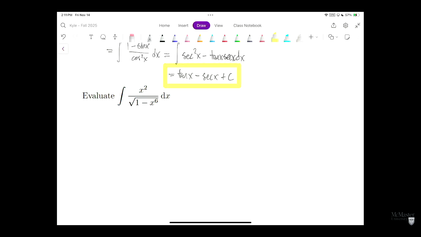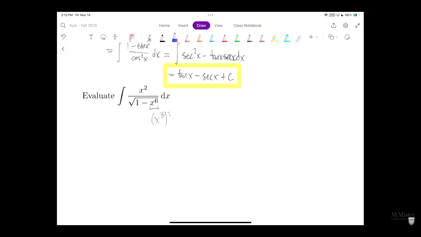So, did anyone come up with a substitution that works for this one? Or I mean, a technique that works for this one. I might have just spoiled that. Yes? Sorry? u is equal to x cubed. How did you know that was the correct solution? Very good. So, if we set u equal to x cubed, let's rewrite this in a couple ways first. Let's rewrite x to the 6 as x cubed squared.